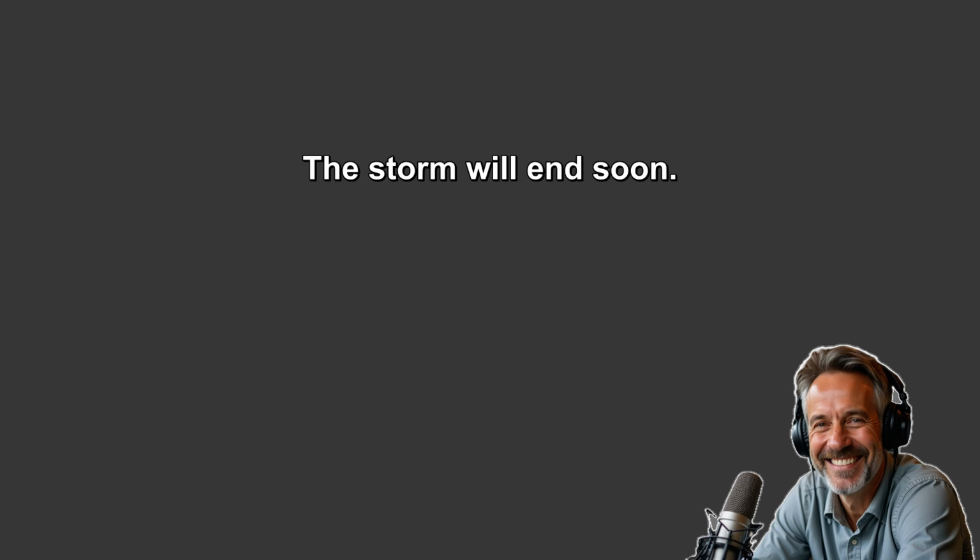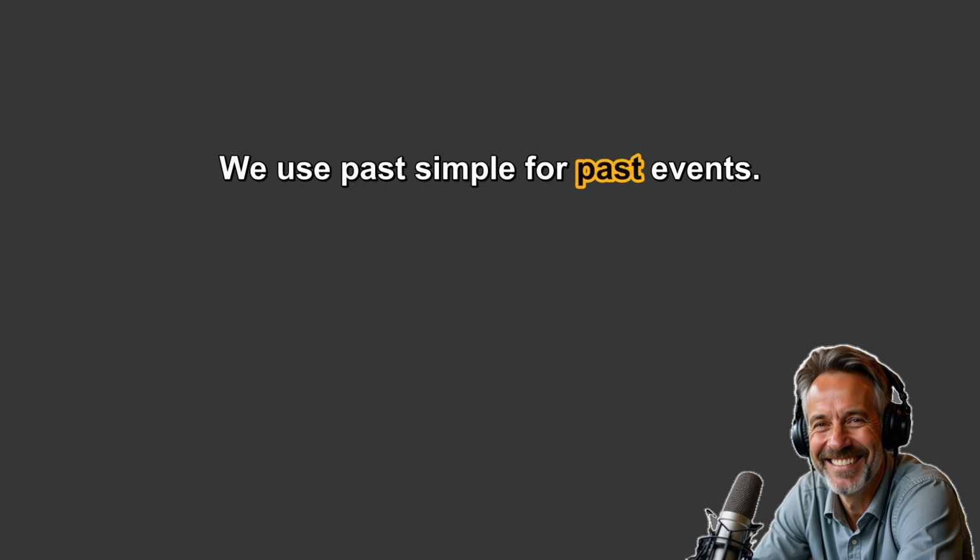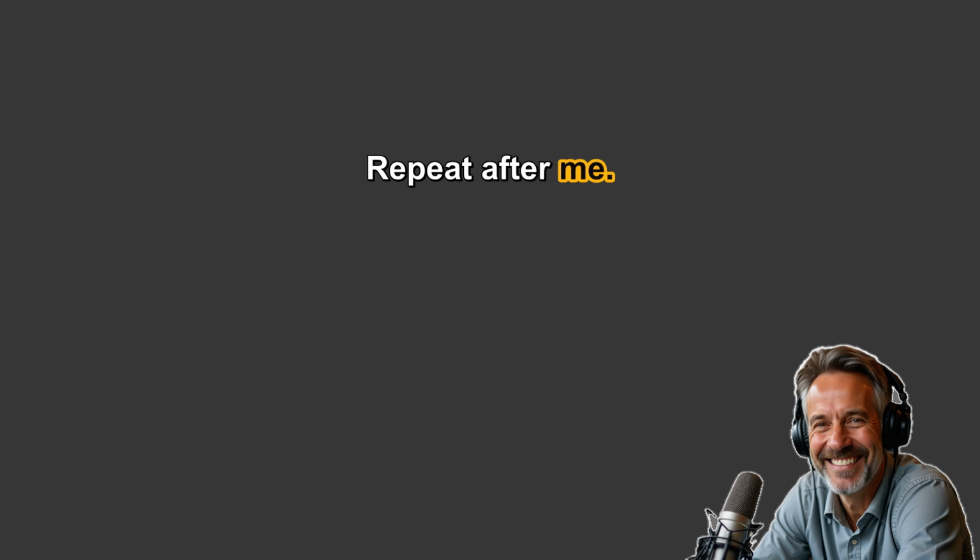Now I will show simple grammar for this topic. We use simple tenses. We use present simple for facts. We use present continuous for actions now. We use past simple for past events. Example of present simple. Repeat after me. Rain is water from the sky. Clouds bring rain. People use umbrellas.